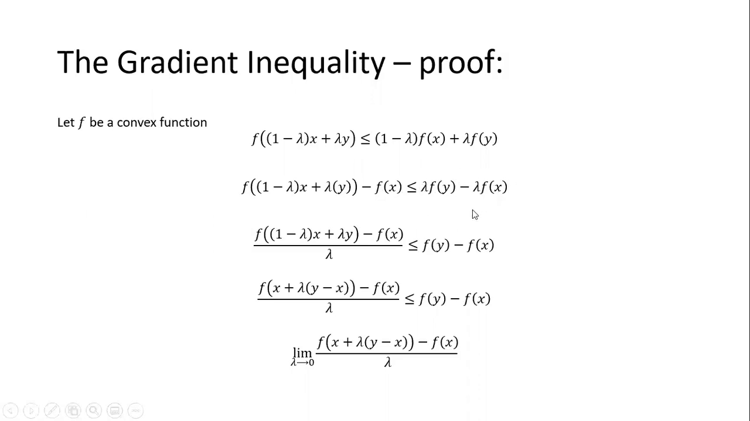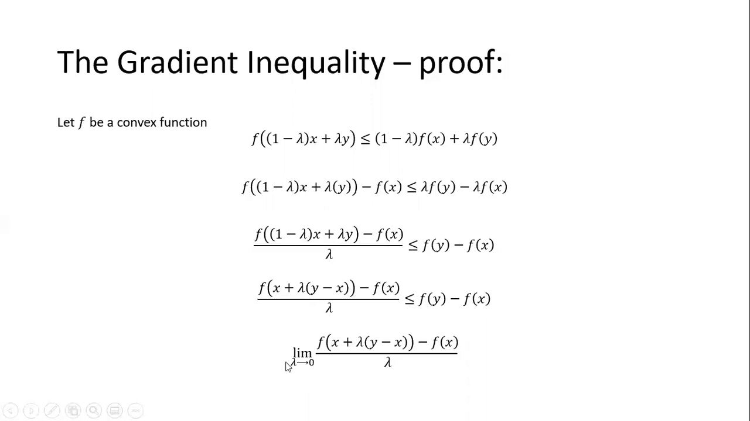Now we will divide by lambda and get that (f((1 minus lambda)x plus lambda y) minus f(x)) divided by lambda is less or equal to f(y) minus f(x). We will open those parentheses and rearrange the vectors in the following form and get that (f(x plus lambda(y minus x)) minus f(x)) divided by lambda is less or equal to f(y) minus f(x).